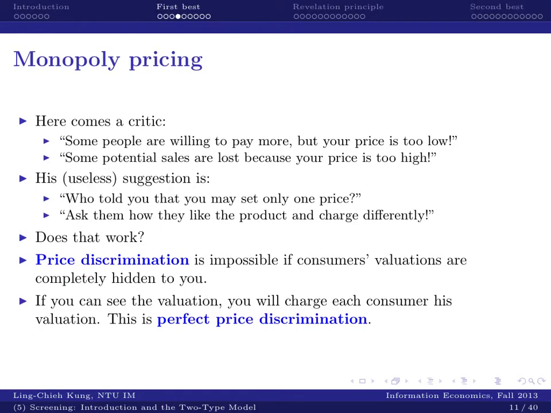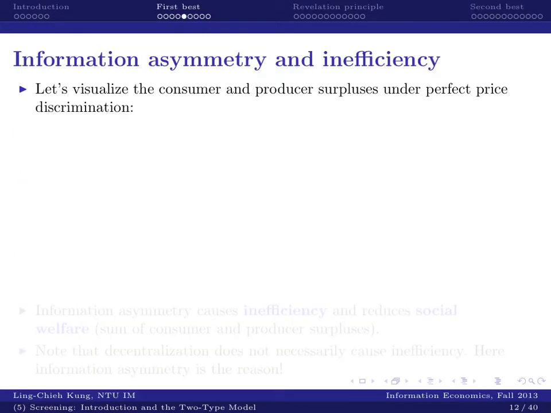That's why information asymmetry creates some problems for you. And if you can see the valuation, you're going to charge each consumer his valuation, as we mentioned, right? And this is perfect price discrimination. In this case, you can earn the most money that's possible. So let's visualize the consumer and producer surpluses under perfect price discrimination.